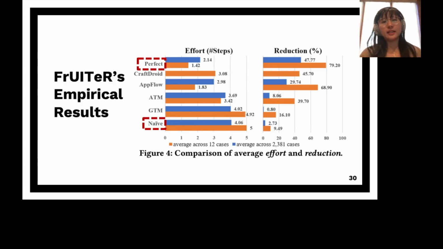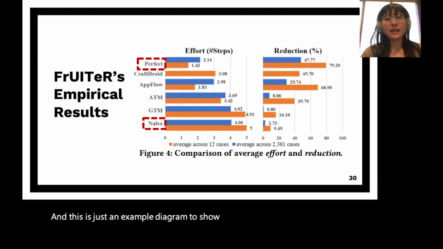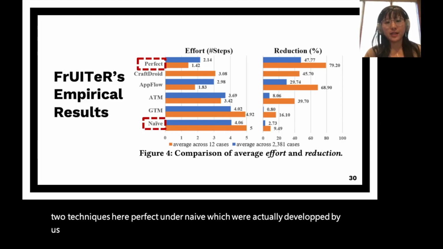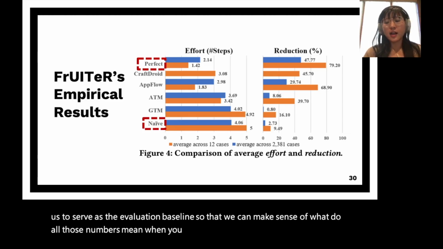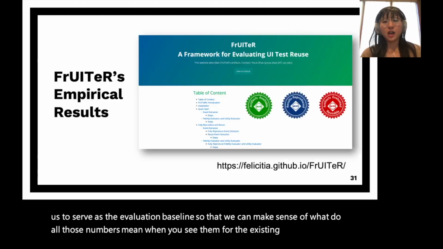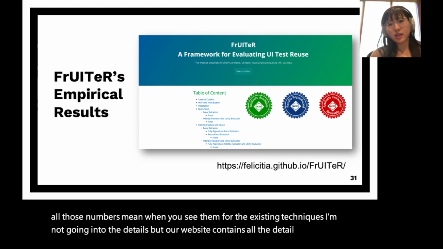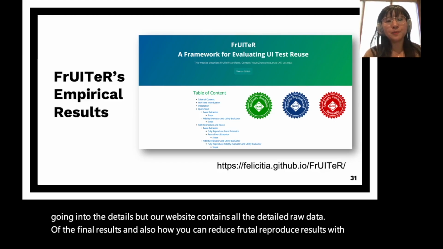And this is just an example diagram to show FrUITeR's results. And I highlighted the 2 techniques here, perfect and naive, which were actually developed by us to serve as the evaluation baseline so that we can make sense of what all those numbers mean when you see them for the existing techniques. I'm not going into the details, but our website contains all the detailed raw data of the final results and also how you can reuse FrUITeR or reproduce the results with instructions. So feel free to check that out.